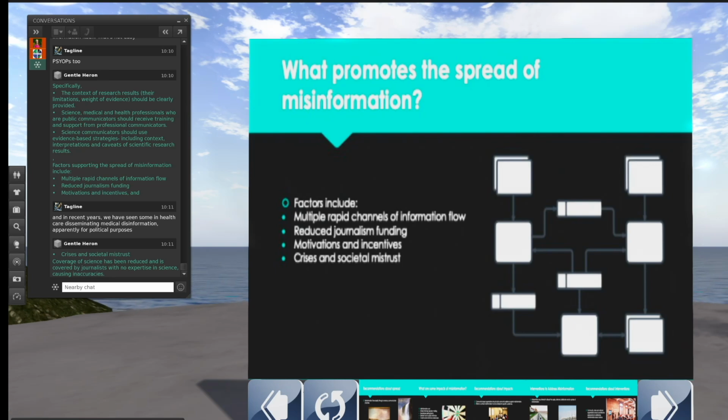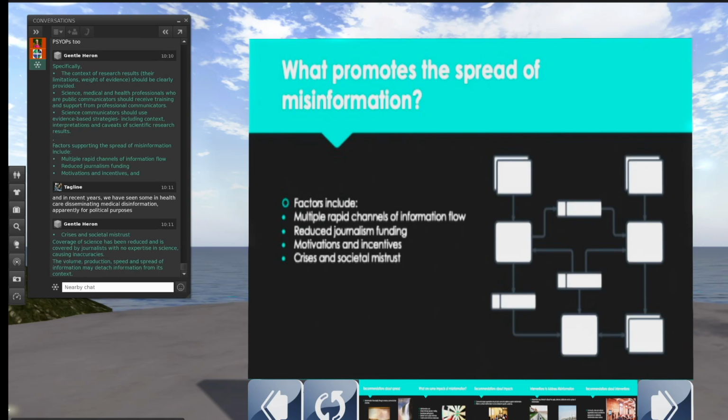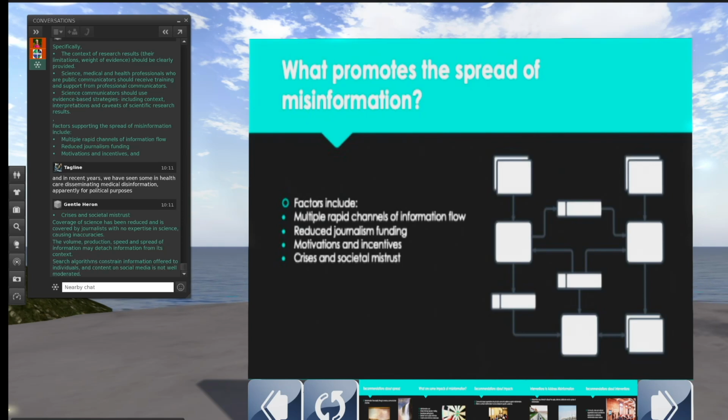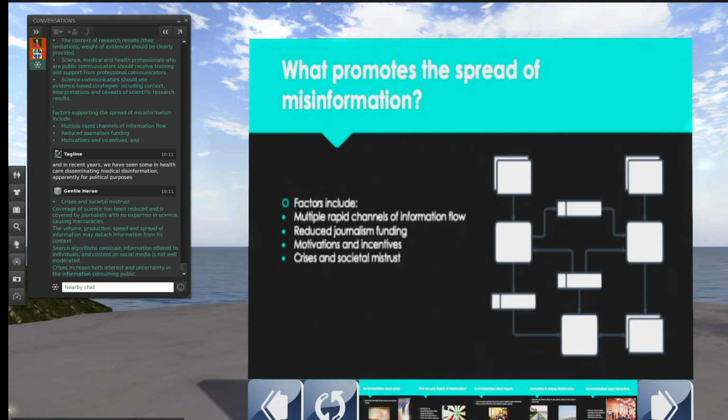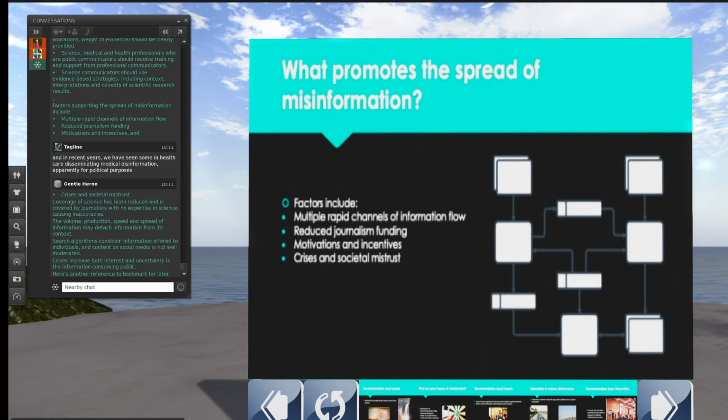Coverage of science has been reduced and is covered by journalists who have no expertise in science. And of course, that causes inaccuracies. The volume, production, speed, and spread of information may detach information from its context. Search algorithms constrain information offered to individuals, and content on social media is not well moderated. Crises increase both interest and uncertainty in the information-consuming public.